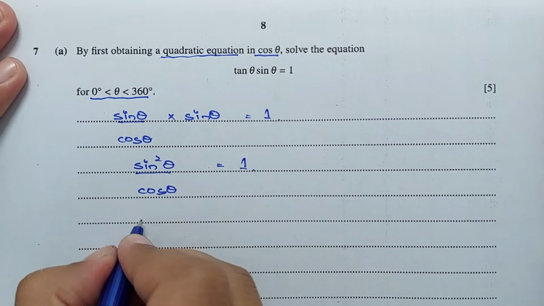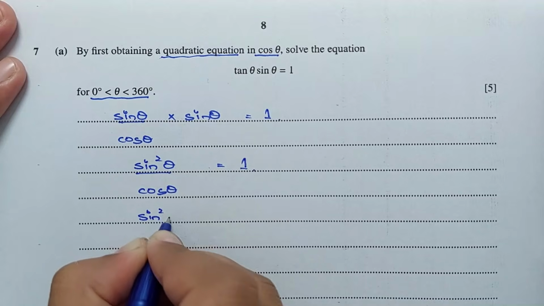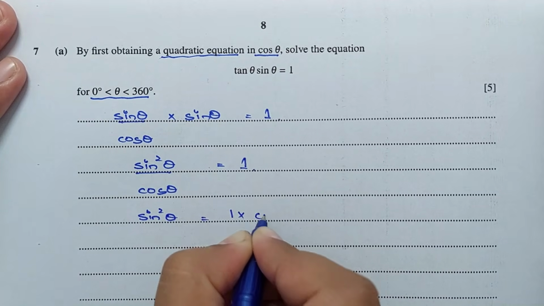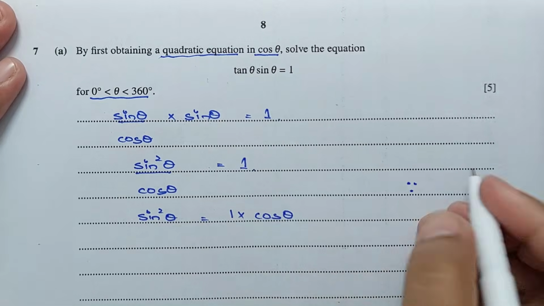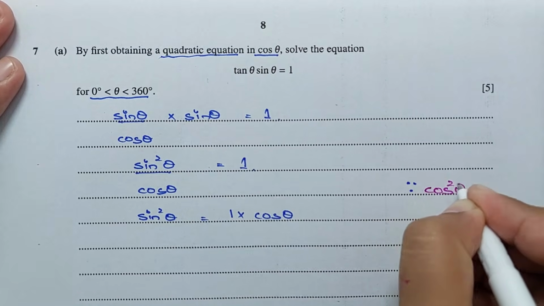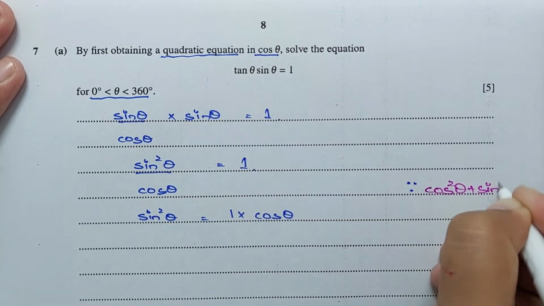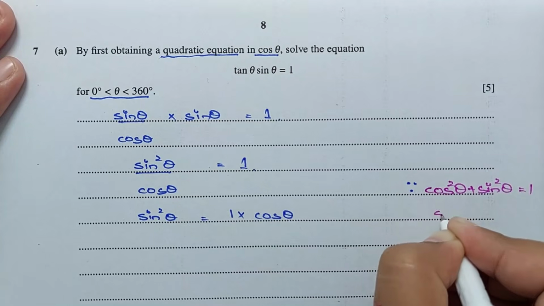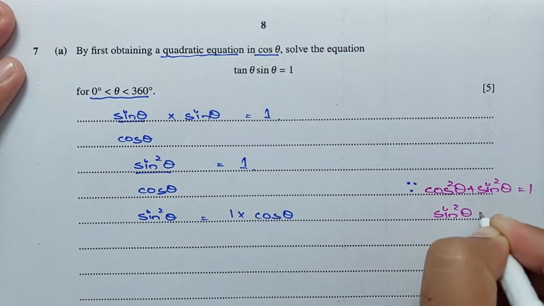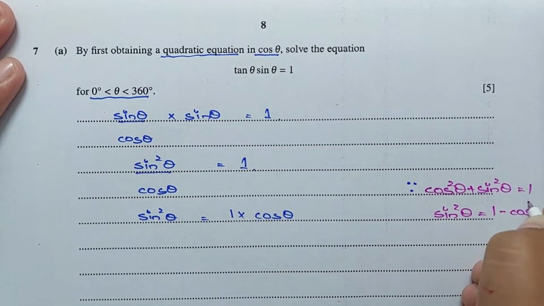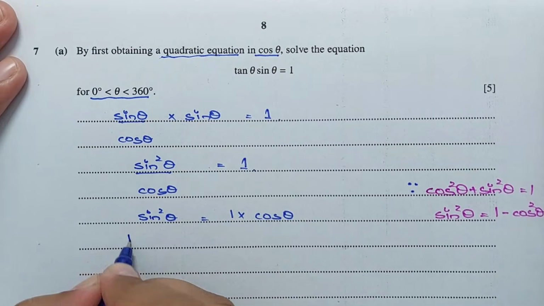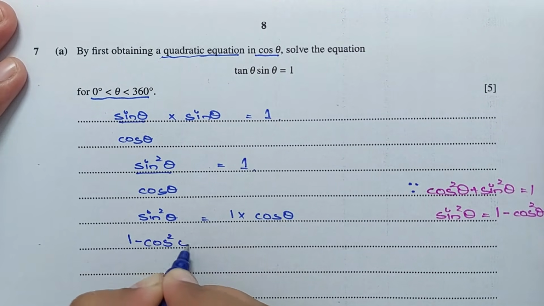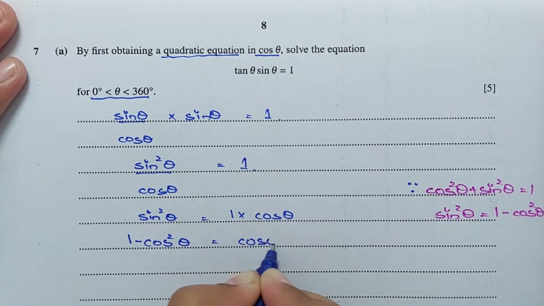Okay, cross multiplied, we can say sine square theta is equal to 1 into cos theta, and we know the identity that cos square theta plus sine square theta is equal to 1. So what is sine square theta? That is 1 minus cos square theta. So substitute the value over here: 1 minus cos square theta, and that is cos theta.